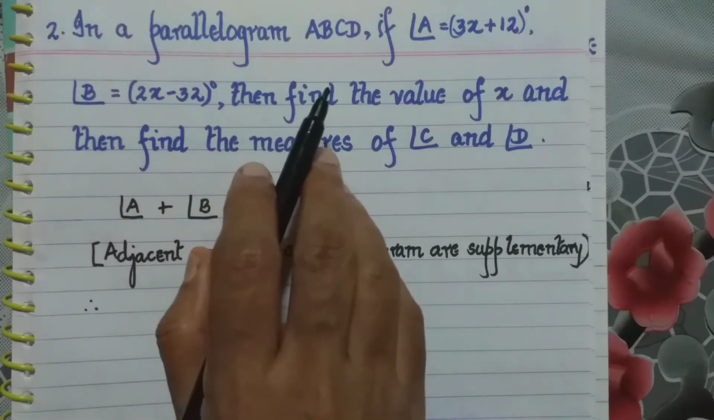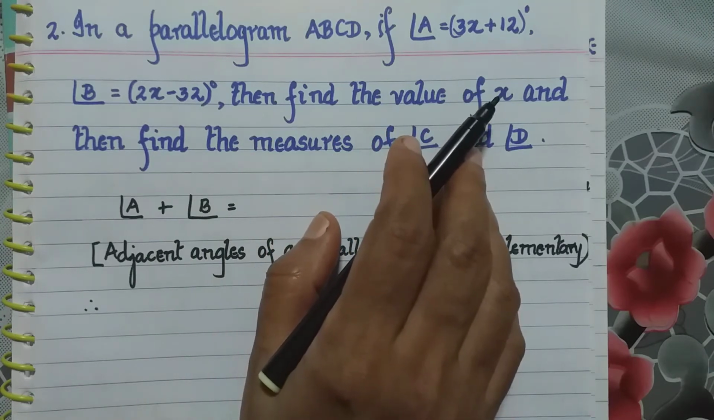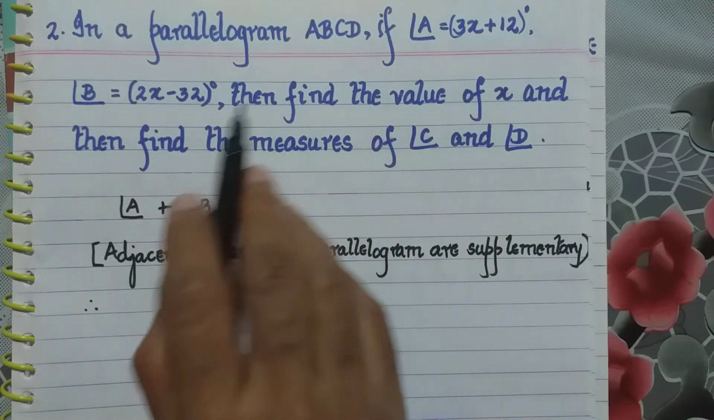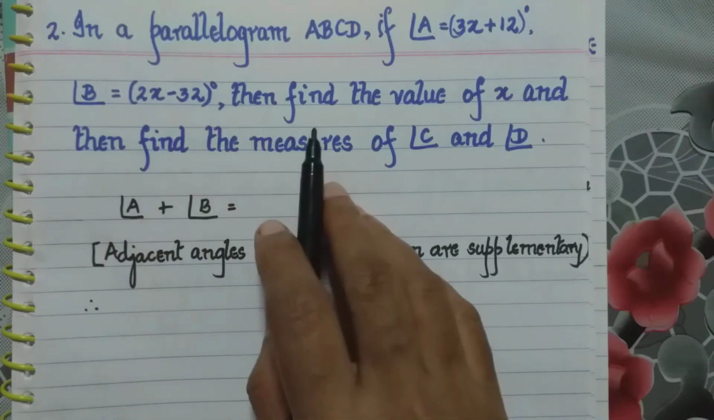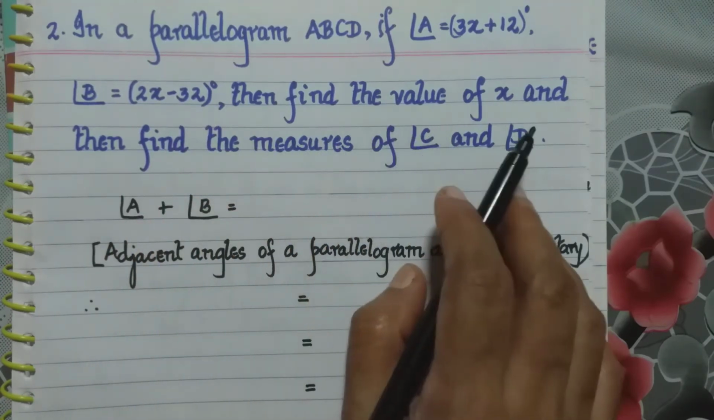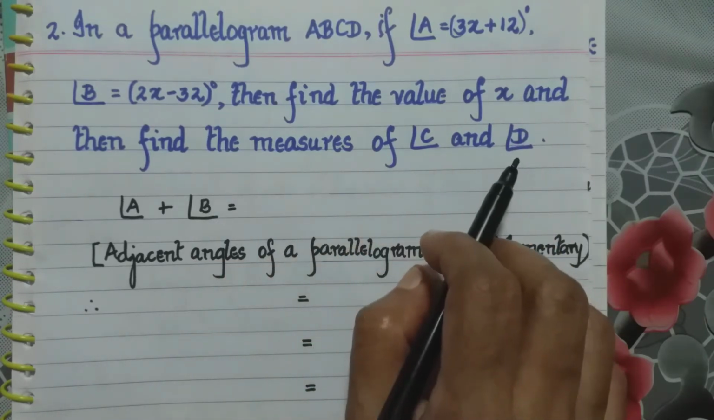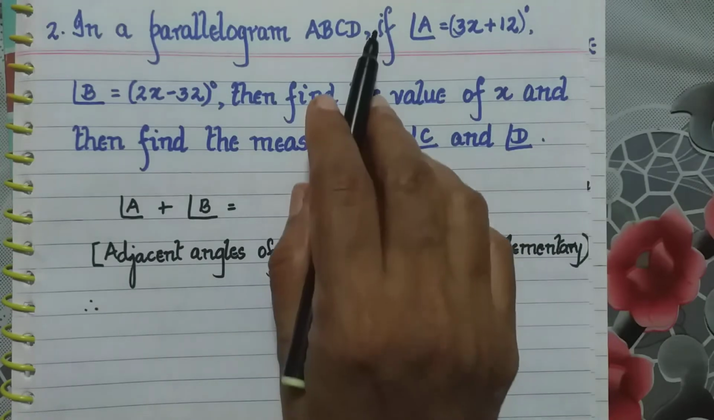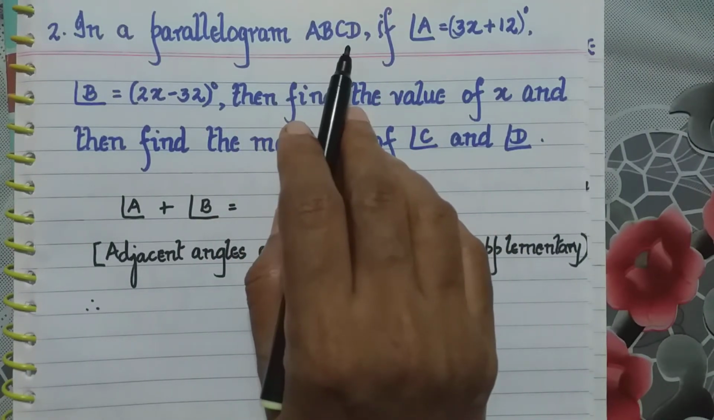Question 2. In a parallelogram ABCD, if angle A is equal to 3x plus 12 degrees, angle B is equal to 2x minus 32 degrees, then find the value of x and then find the measures of angle C and angle D. Now the parallelogram is ABCD. A and B are next to each other.